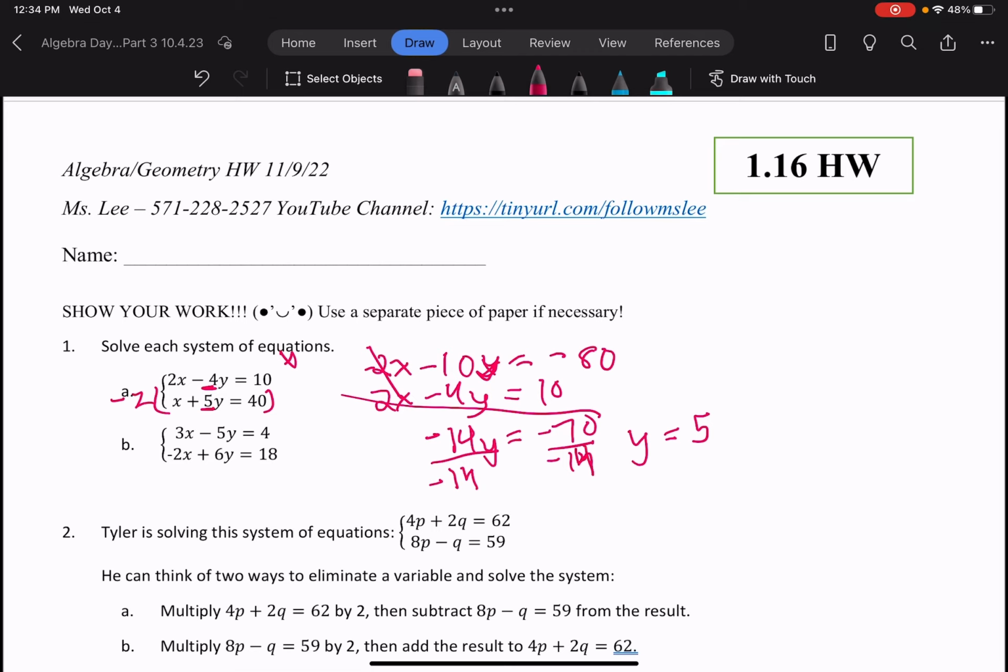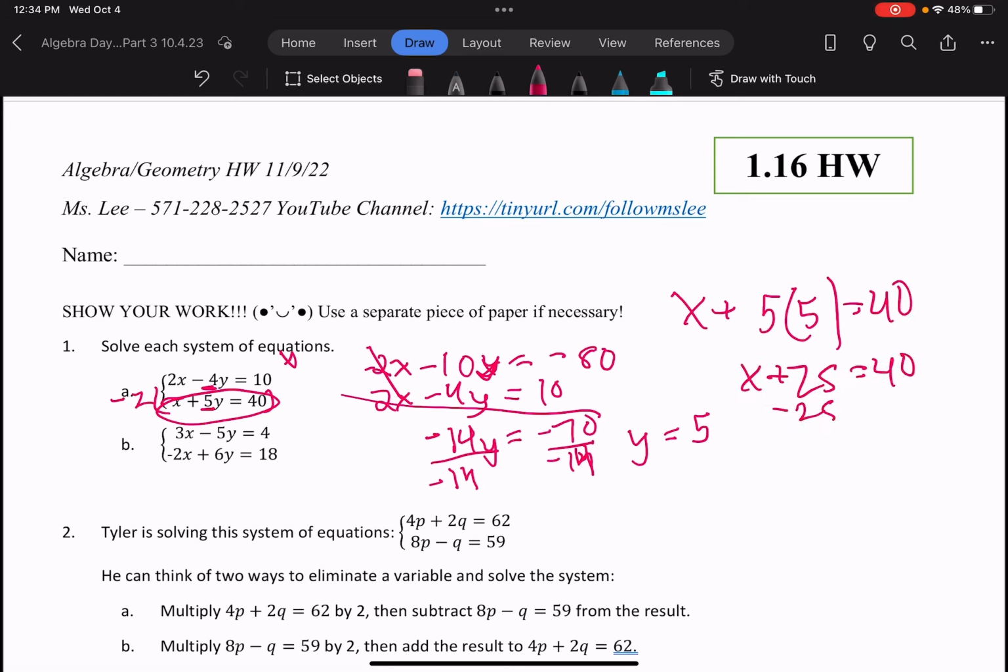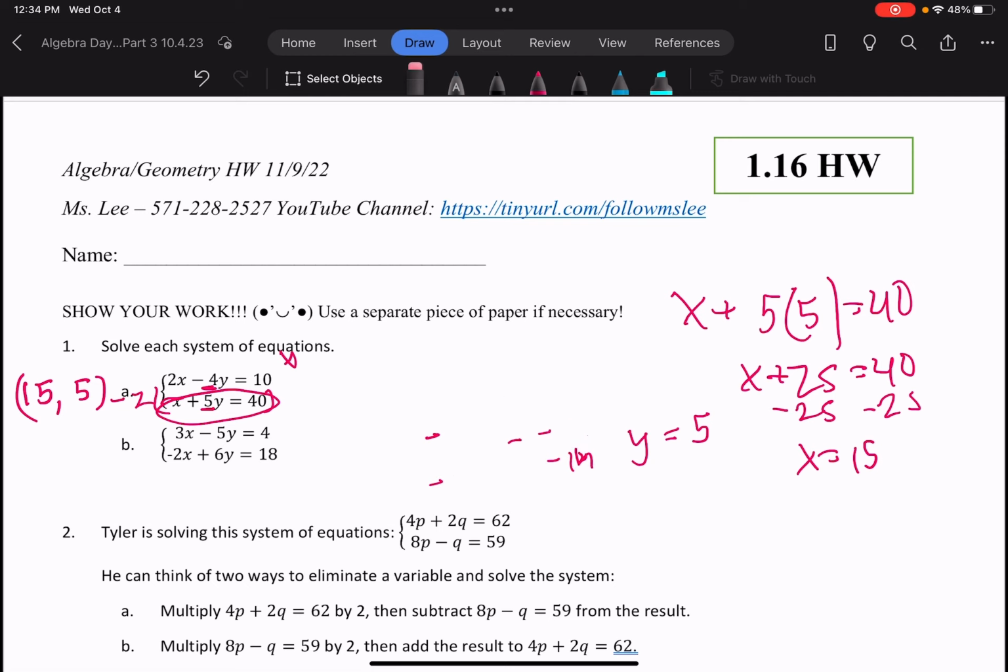So if I plug that in, let's plug that into the second equation. x plus 5 times 5 equals 40. x plus 25 equals 40. Subtract 25 from both sides, and then x equals 15. So for letter A, our solution is (15, 5). So that's one way that we could have solved it. To me, that's the easier way to do it, to multiply the second equation by -2.